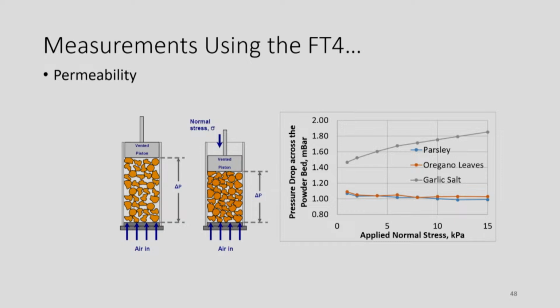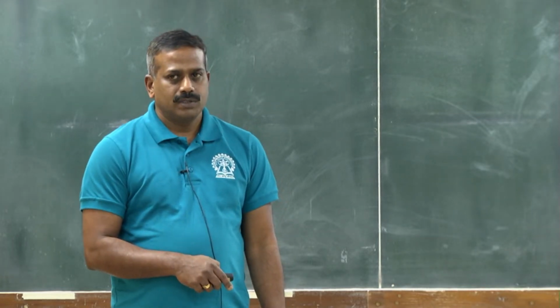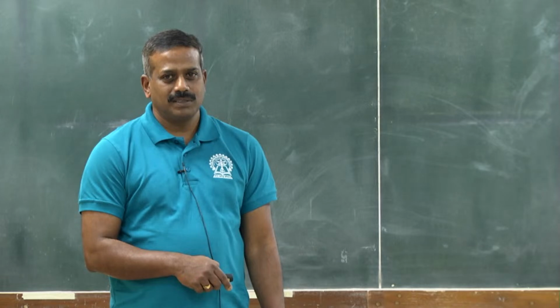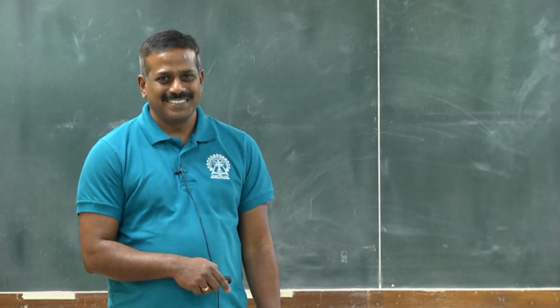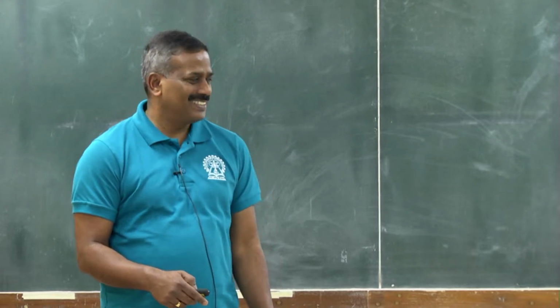Give me an example from spices. In general, the pressure drop for garlic salt will be high, but for parsley and oregano leaves it will be a little lower. Okay. Any questions? Too much information, or yes? You don't want this? Okay.